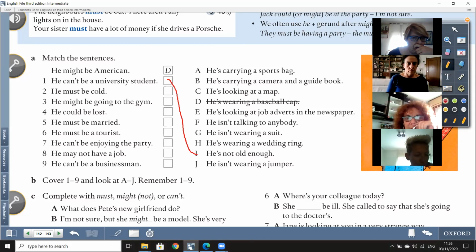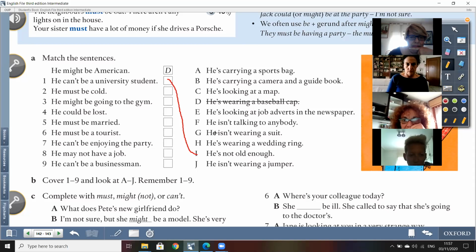It must be cold. He isn't wearing a suit. No, he isn't wearing a jumper. But it must be cold. Ah no, però sono negativi, no, non va bene. That could be. So it must be cold. He isn't wearing a jumper. I don't know. Maybe he isn't wearing a suit.